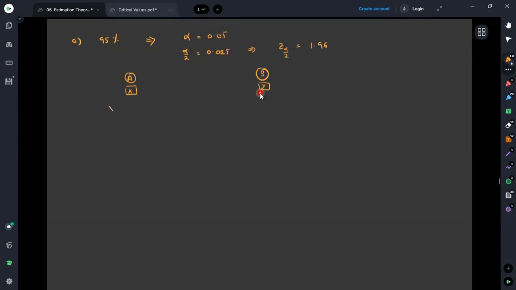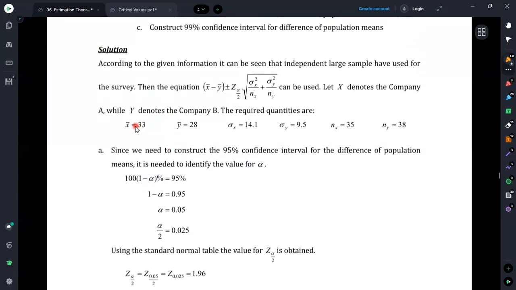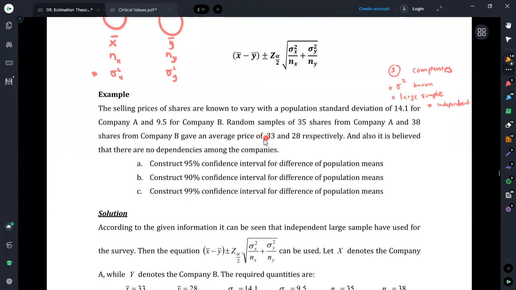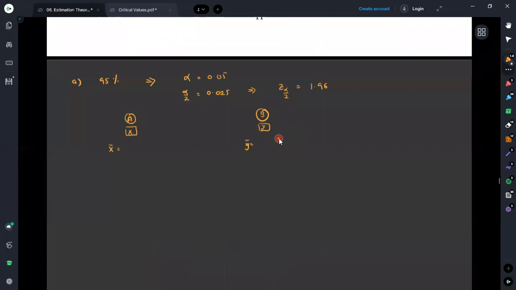Then we can obtain the values for X bar and Y bar. X bar is 33, according to this calculation. The averages are given as 33 and 28 respectively. For company A it is 33, and for company B it is 28.